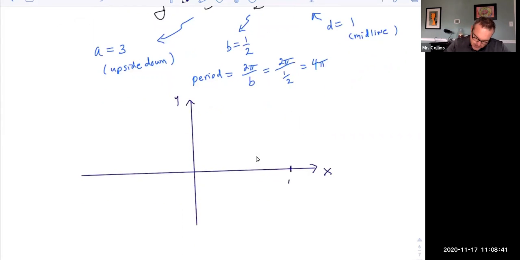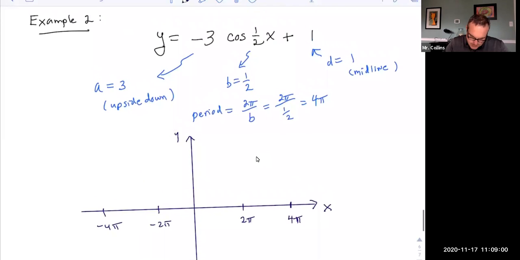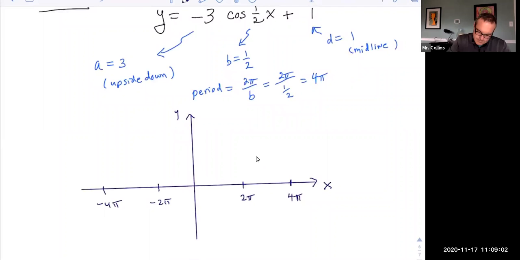Yeah, so pick a fixed distance to the right, call it 4 pi. And then halfway, of course, would be 2 pi, and then -2 pi, -4 pi. And do your best, try your best to scale it appropriately. It's not perfect, but it'll do. And then what's your midline? Your midline's the middle of your y's, so let's call that 1. And then from there, I go 3 up, 3 down.